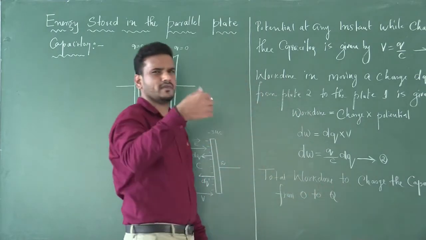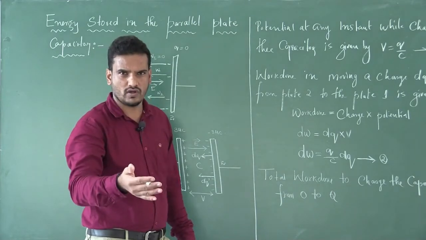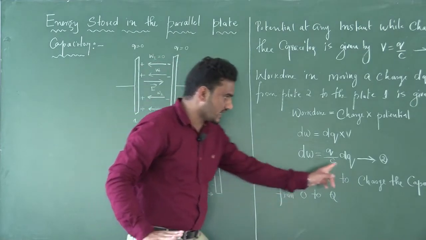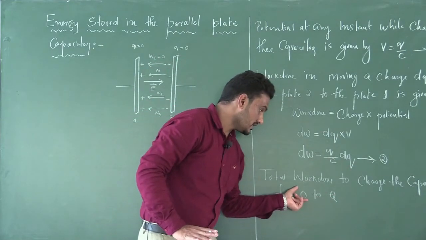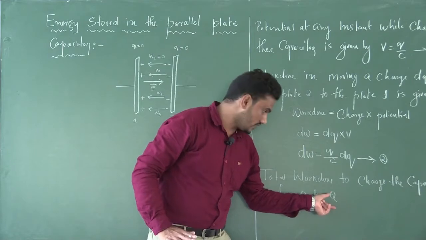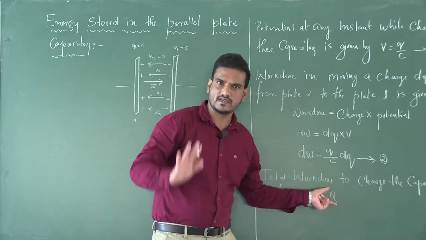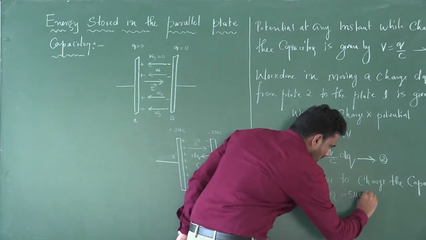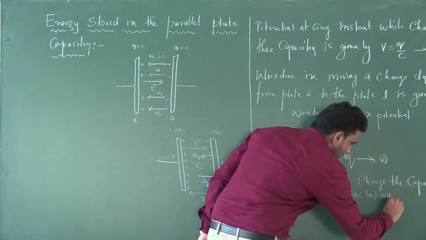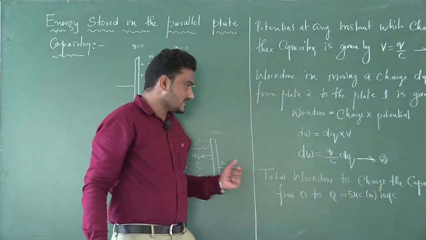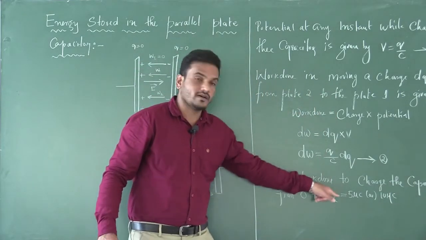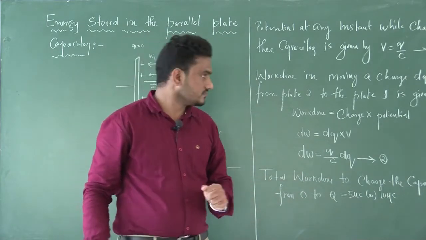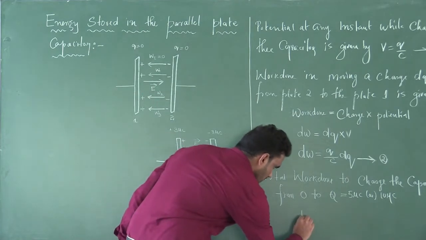Q means it may be 10 microcoulomb or 12 microcoulomb or 15 microcoulomb. Initially the charge is 0. So we need to charge the capacitor from 0 to some amount of charge, so I gave the name Q. It may be 5 microcoulomb or 10 microcoulomb. To charge a capacitor from 0 to some amount of charge, what is the total work done? We need to calculate.